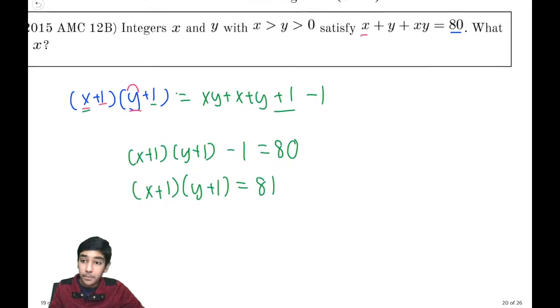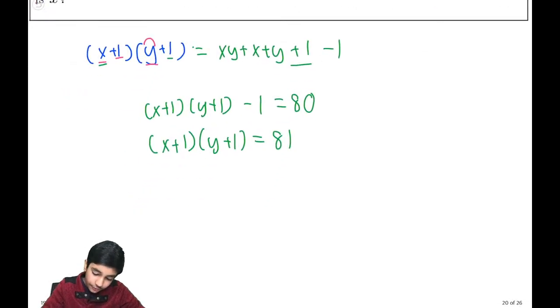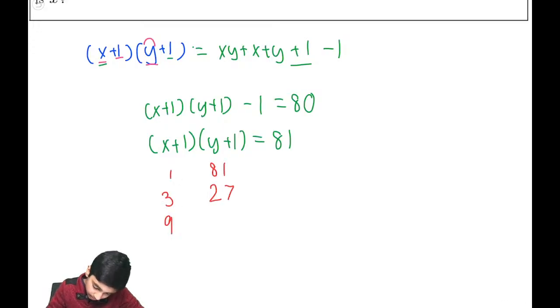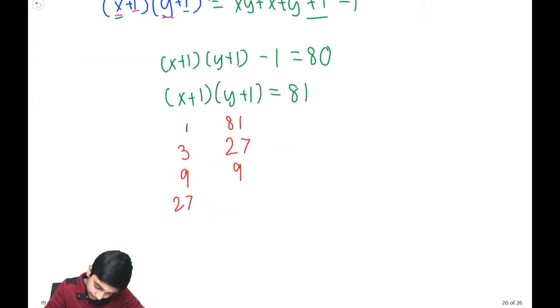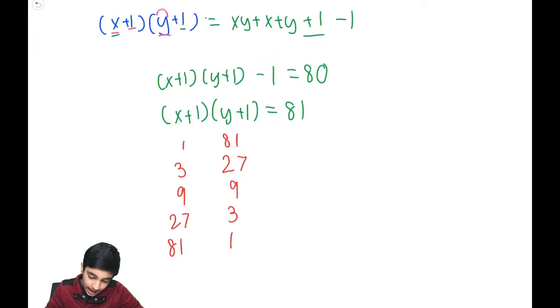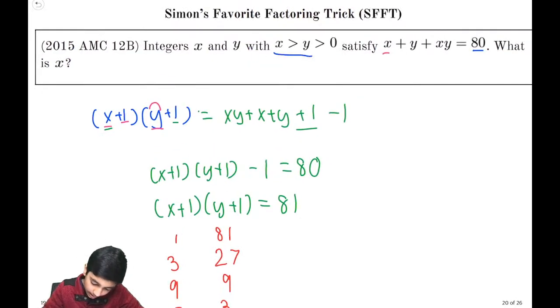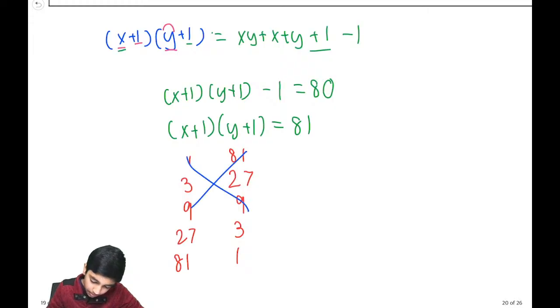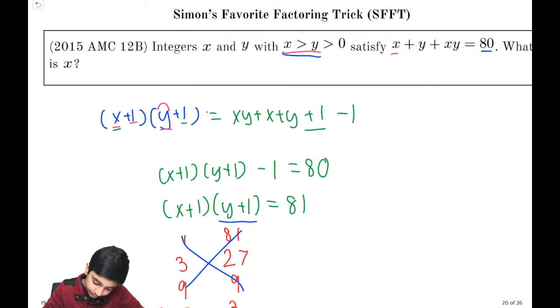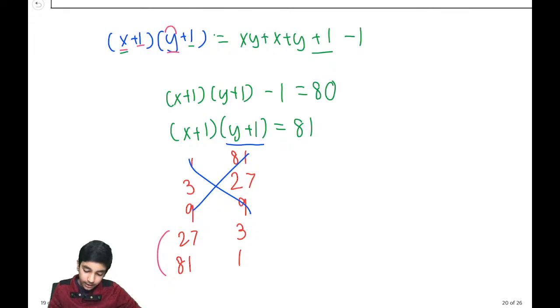Well, now we can just look at the different possible factors. So the different factors are either 1 and 81, 3 and 27, 9 and 9, 27 and 3, 81 and 1. So these are the possible factors. Except we know that x is greater than y. So these three cases all don't work. Because in these first three cases that are crossed out, y is always going to be either equal to x or greater than x. But only in these two cases do we actually have x greater than y. Because 27 is greater than 3, 81 is greater than 1.